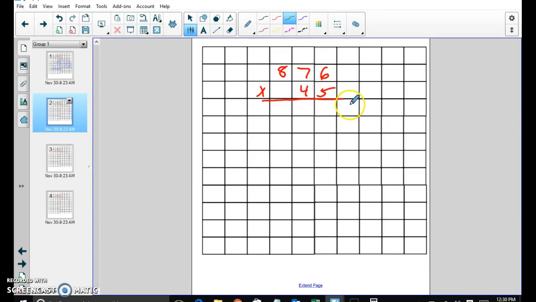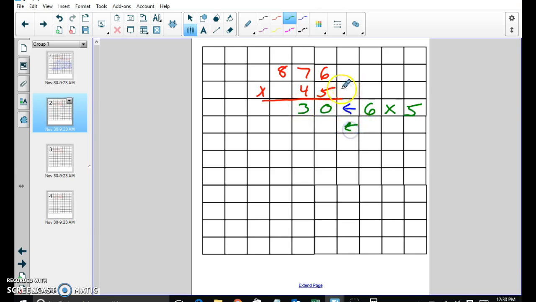All right, so partial product here. 6 times 5. These are both in the ones place, so we're okay here. 6 times 5 is 30.